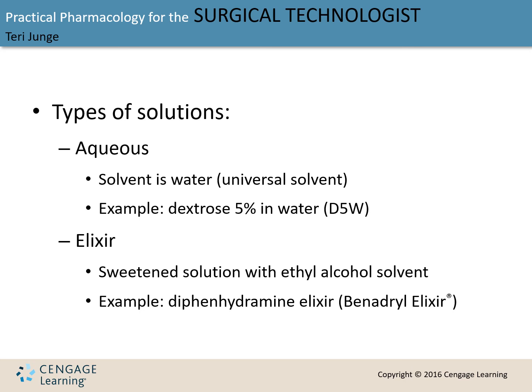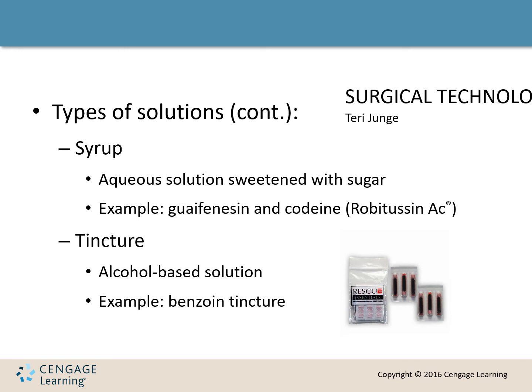Another type of solution is referred to as an elixir. An elixir is a sweetened solution in which the solvent is ethyl alcohol. An example of this is Benadryl elixir. Another type of solution is a syrup, and a syrup is an aqueous solution that has been sweetened with sugar to make it taste better. An example of this would be Robitussin, which is a cough syrup.